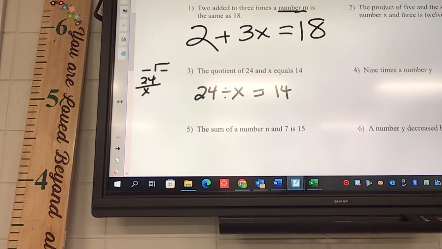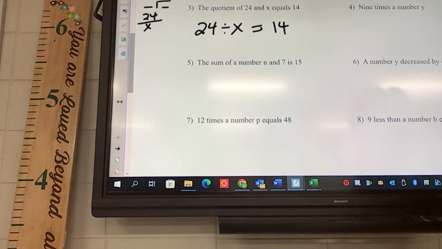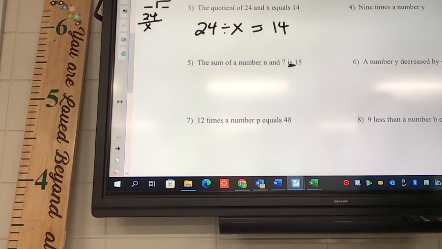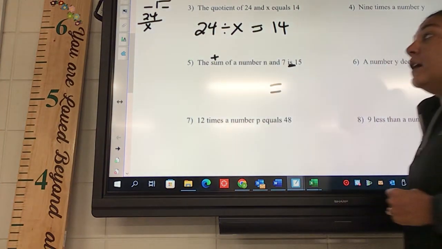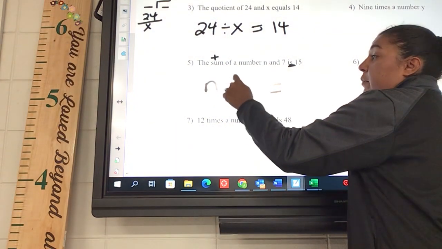Okay, the next one says the sum. What does sum mean? What's sum mean? The sum. Total amount. It can be. Okay, but we know is what? Equal to. Equals. Okay, so the sum, there's another like symbol for sum. Okay, that means addition. The sum of a number n and 7. So it's going to be n plus 7.